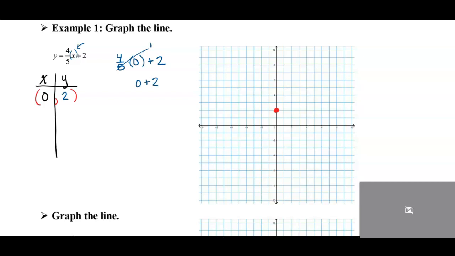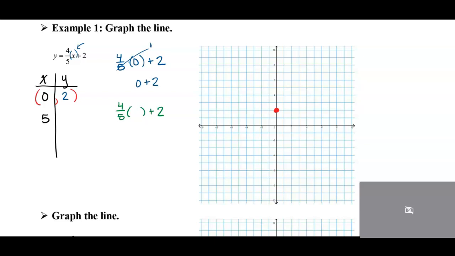Let's do the same thing with another number. We want to be strategic as we're picking values for x, because I know that whatever number I pick next, I'm going to have to take 4/5 times that number and then add 2. And I don't really like fractions, so I'm going to choose a number that will give me a result that's not a fraction anymore. And the key is to pick the denominator. So my plan this time is to choose 5 for my next number.